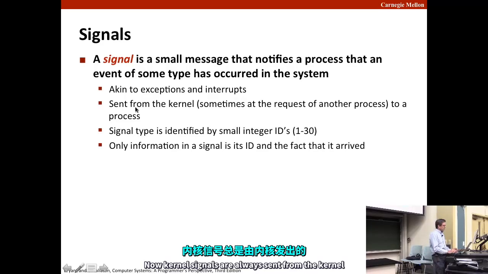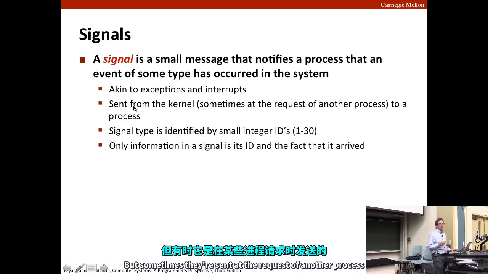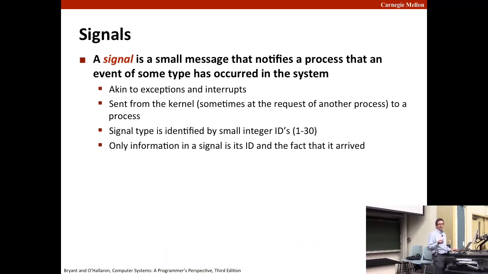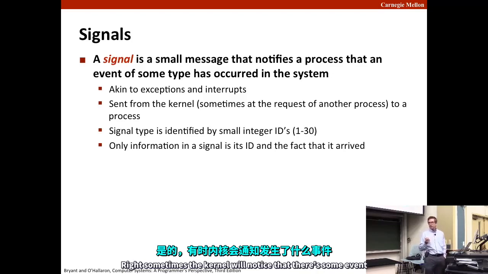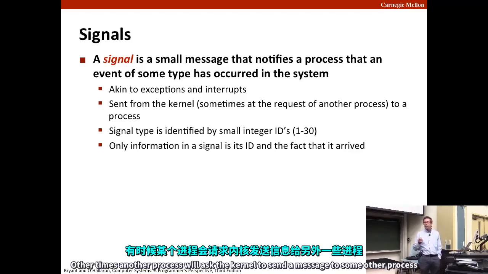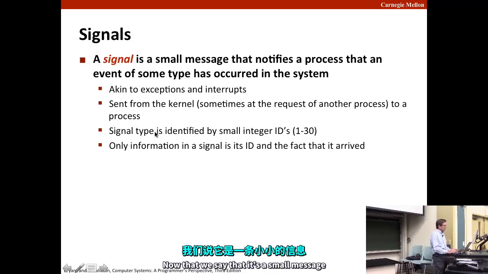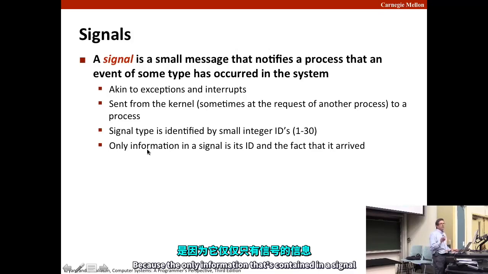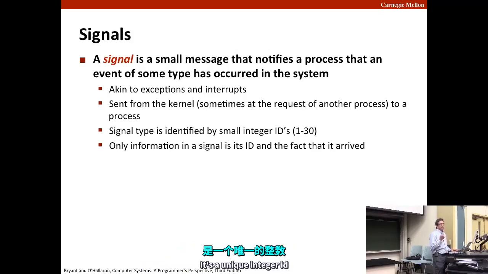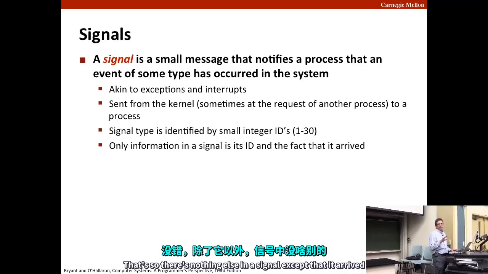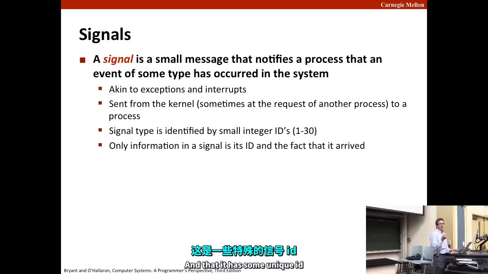Now, kernel signals are always sent from the kernel, but sometimes they're sent at the request of another process. Sometimes the kernel will notice that there's some event. Other times, another process will ask the kernel to send a message to some other process. Now, we say that it's a small message because the only information that's contained in a signal is its unique integer ID and the fact that it was delivered. Okay, so there's nothing else in a signal except that it arrived and that it has some unique ID.